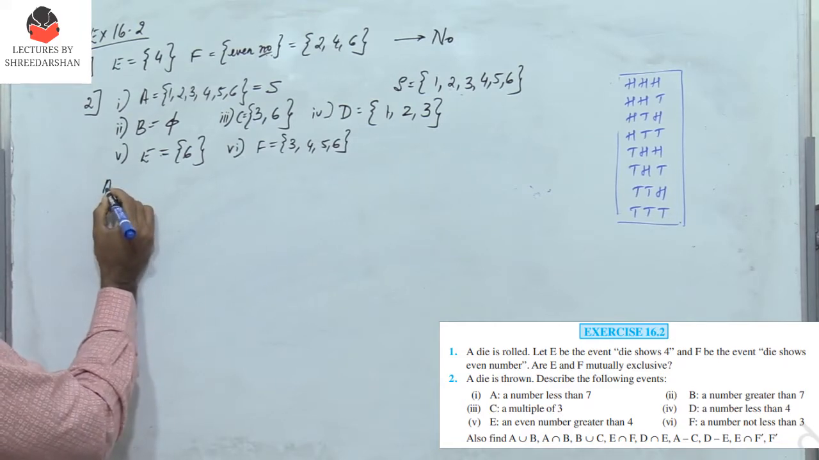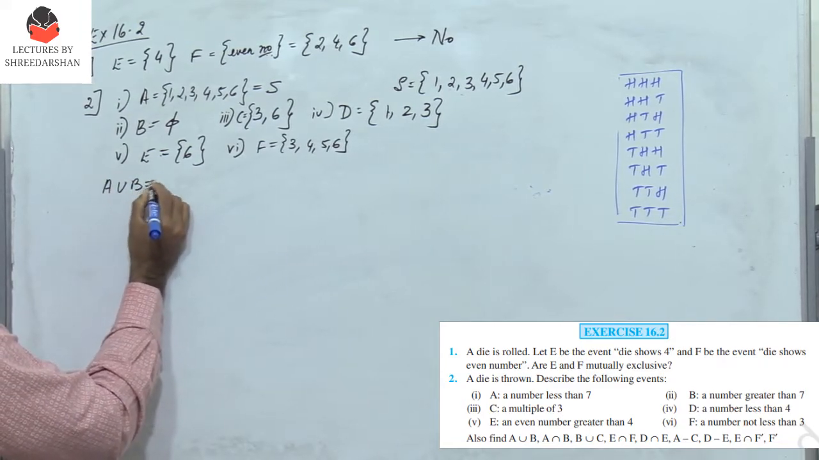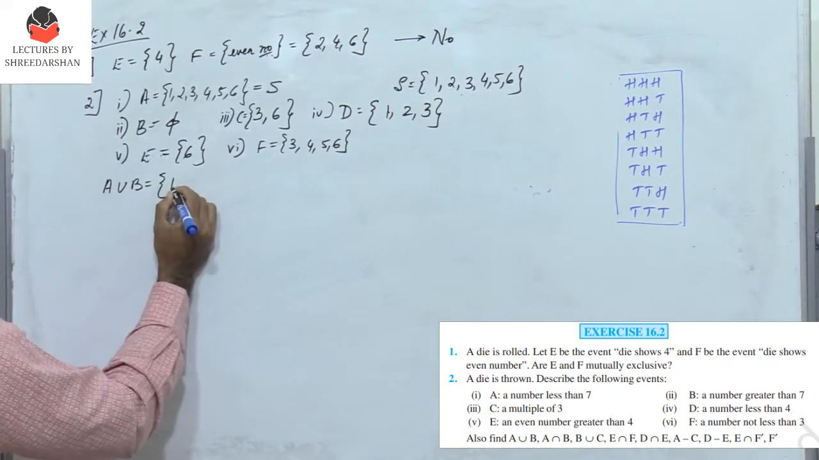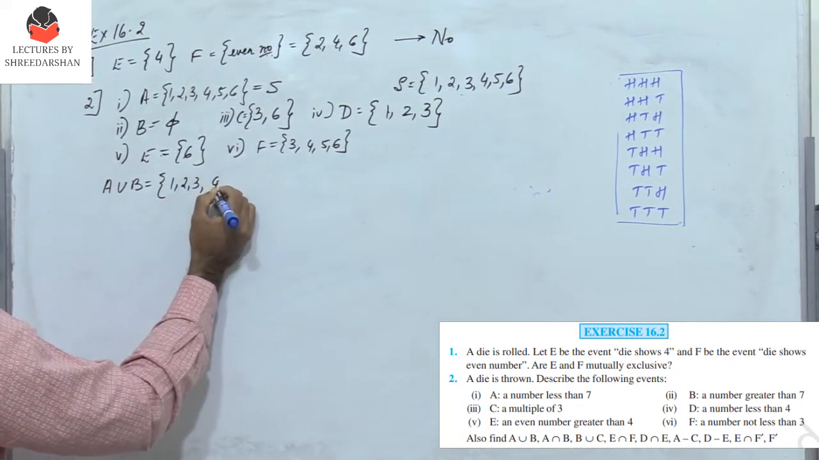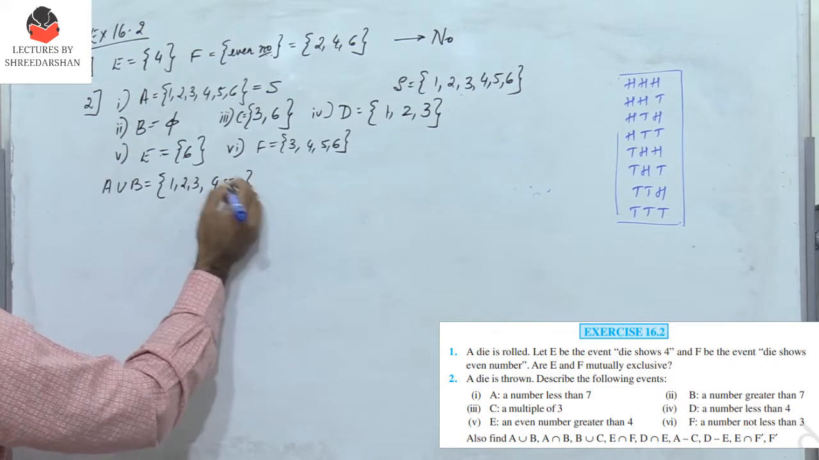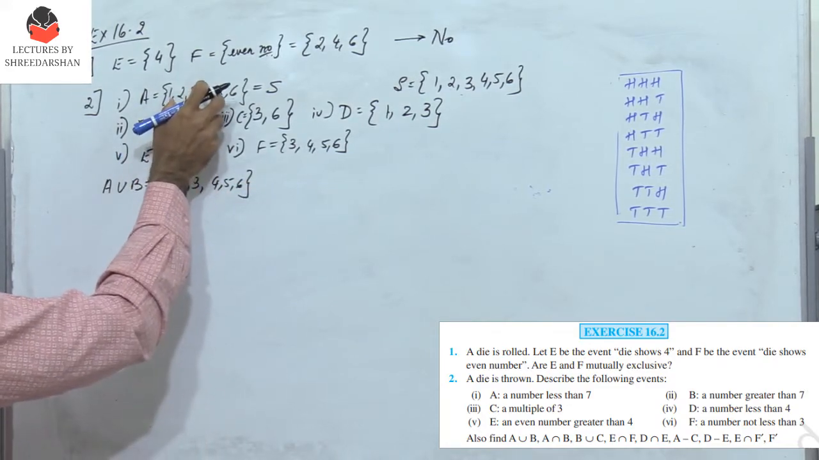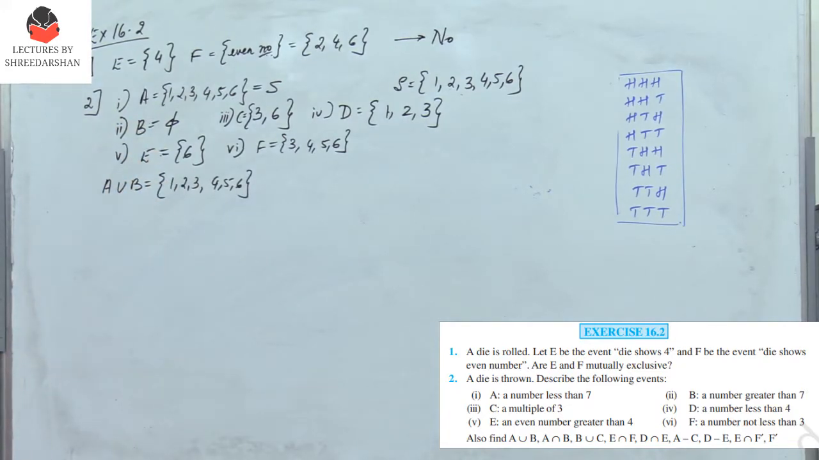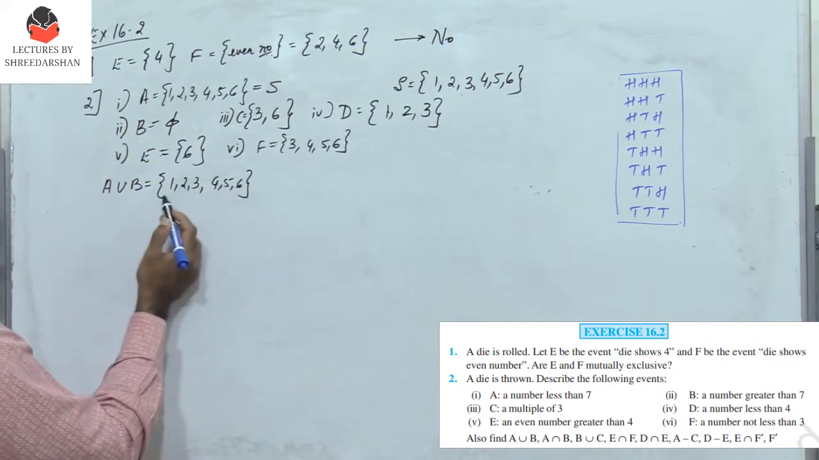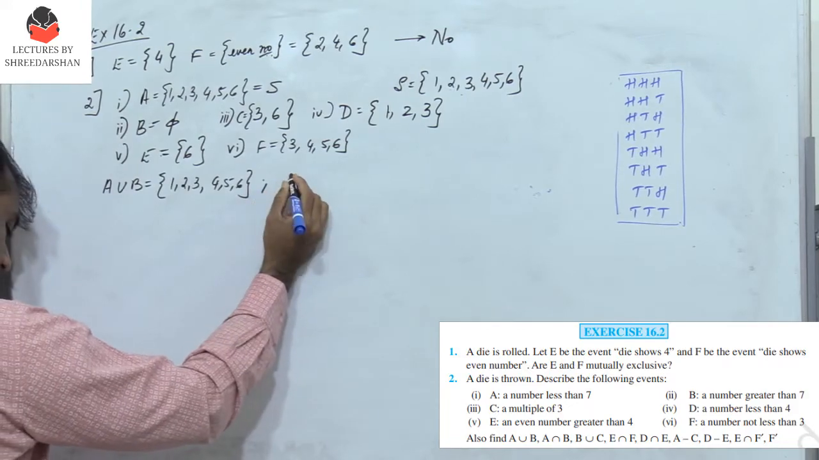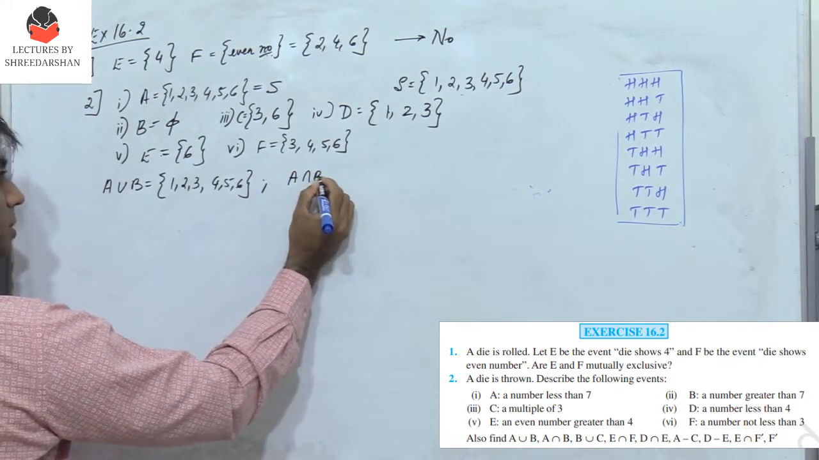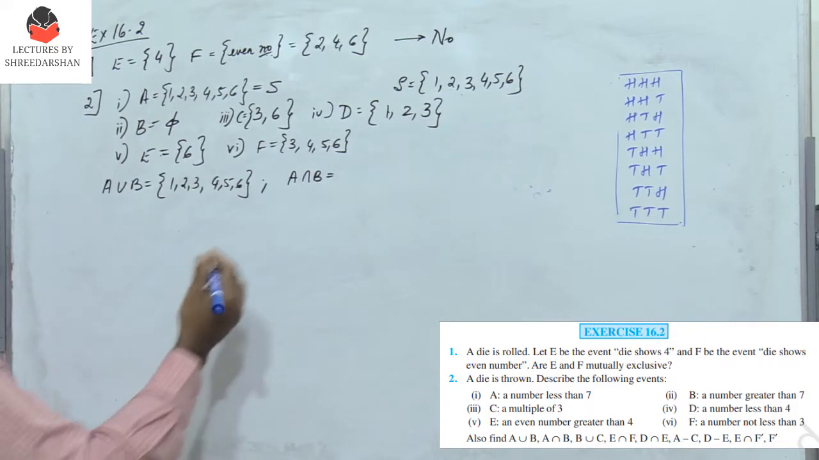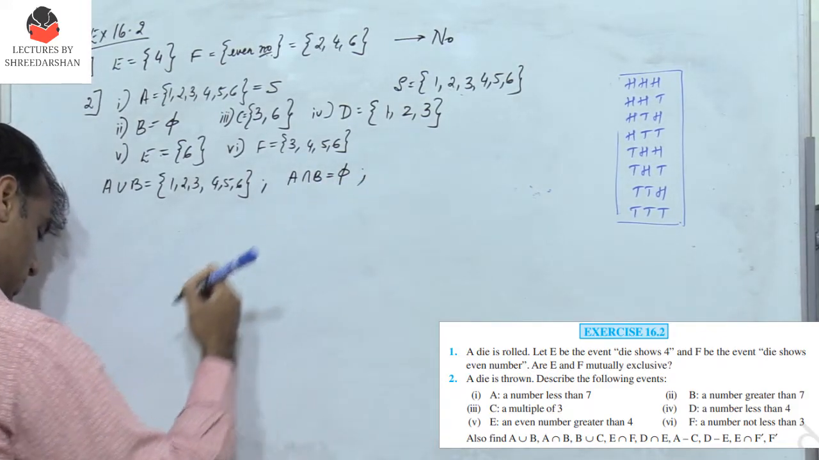Define the following. What is A union B? 1 to 6 and a null. So I have 1, 2, 3, 4, 5, 6. So write all the elements present in A. What are the elements present in B? There are no elements present in B. So I write the elements 1 to 6. Next one, A intersection B. Is there anything common between A and B? No. So you have null.